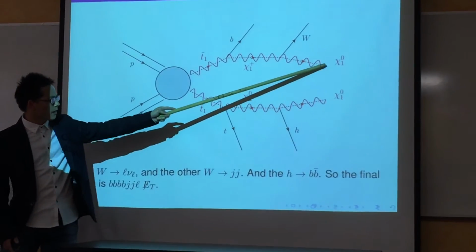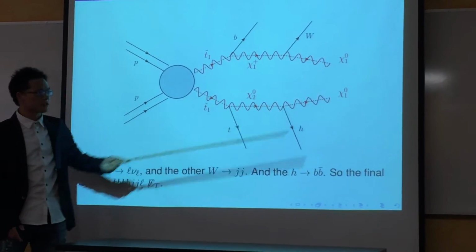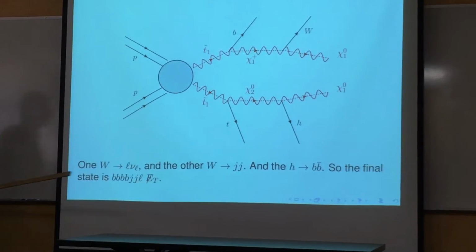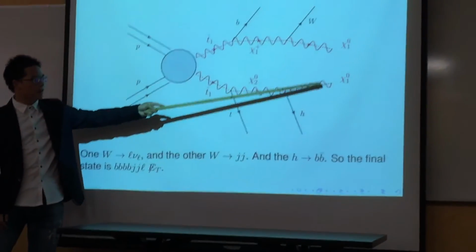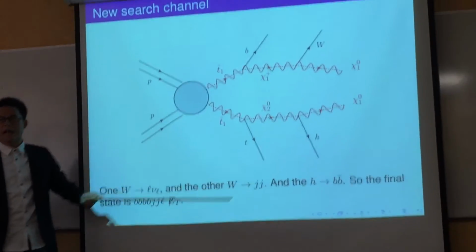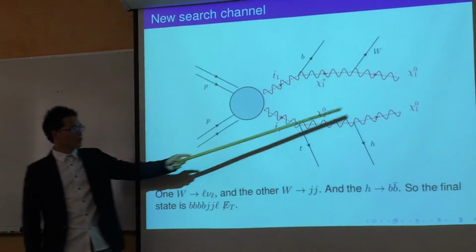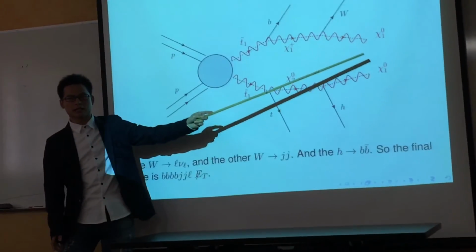I should mention this particle. This particle is the lightest supersymmetric particle, the LSP. It is very stable and weakly interacting with matter. So this is a very good dark matter candidate.